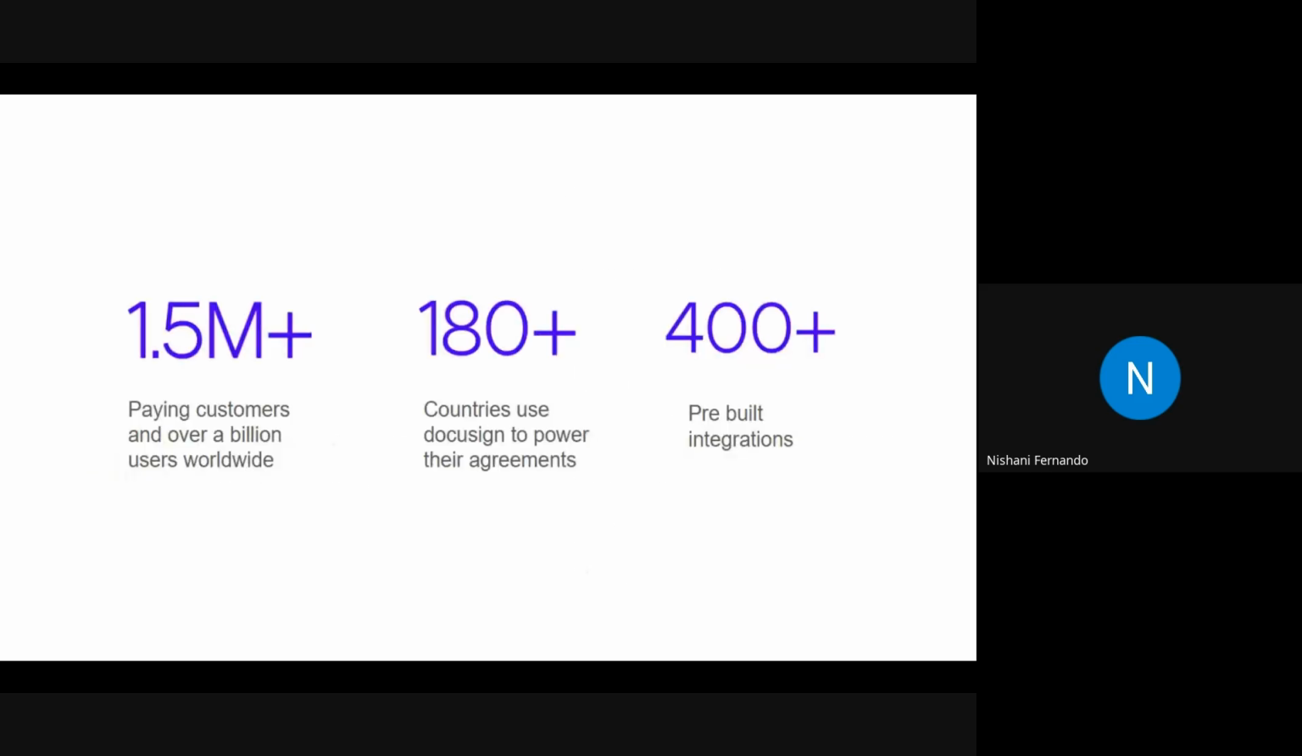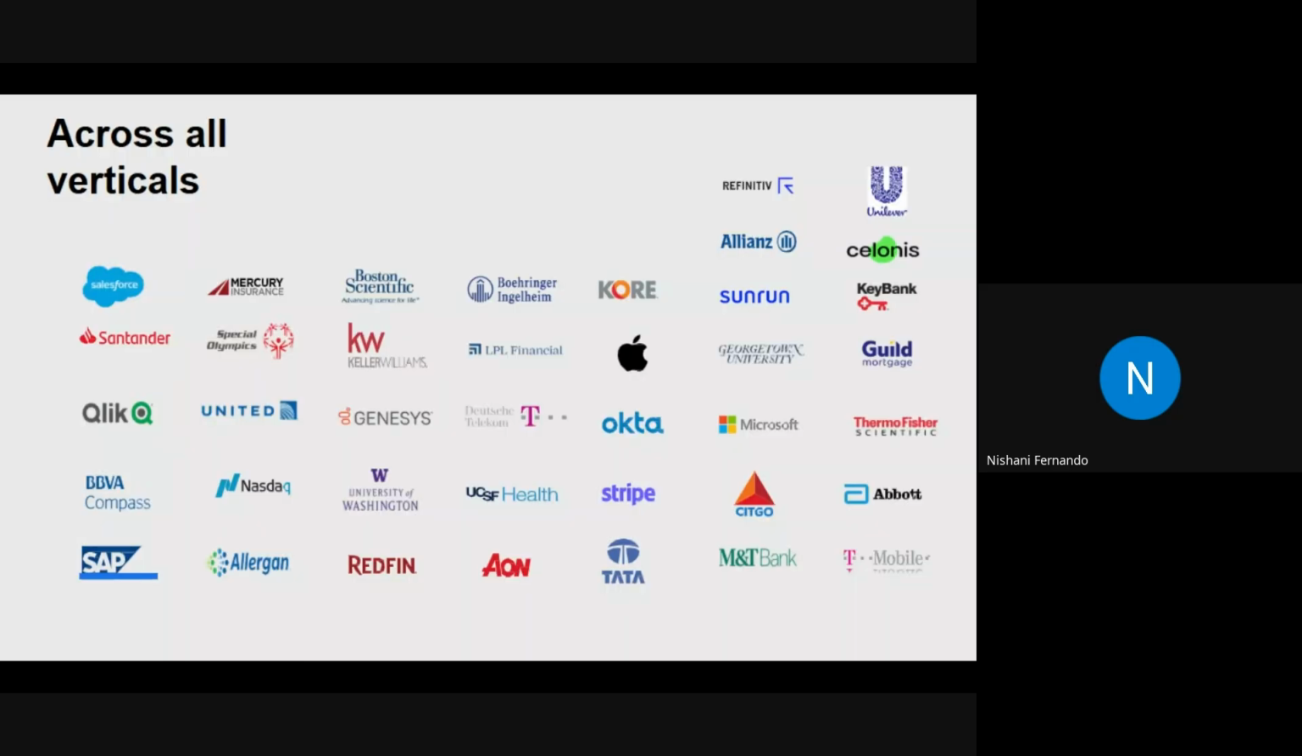And I'll show you some stats: about 1.5 million paying customers at the moment for DocuSign, in 180 plus countries, and 400 plus pre-built integrations. That means if you have other CRMs in your company, you can integrate that CRM with DocuSign. So there are 400 plus integrations for the DocuSign platform. And here are a few companies who are using DocuSign at the moment. So this is the overview of DocuSign.